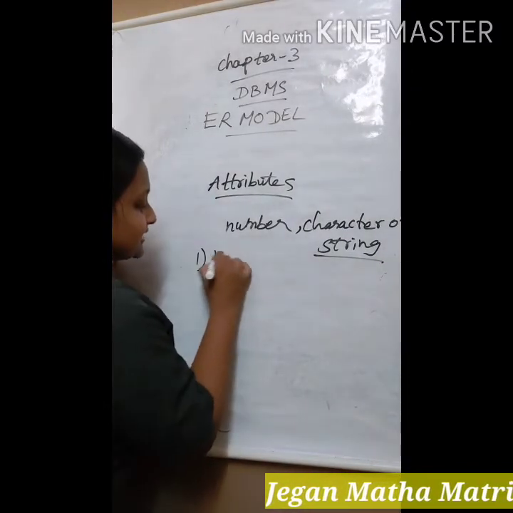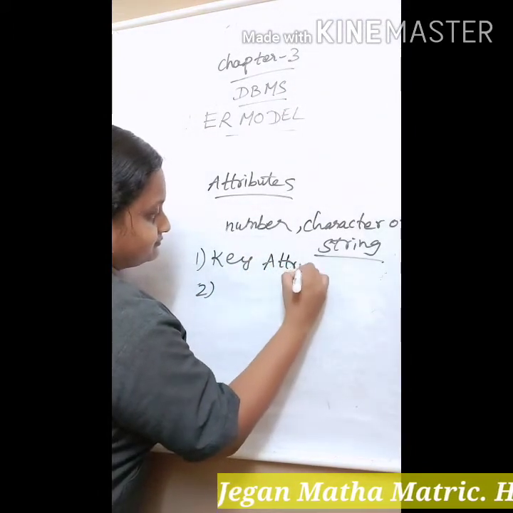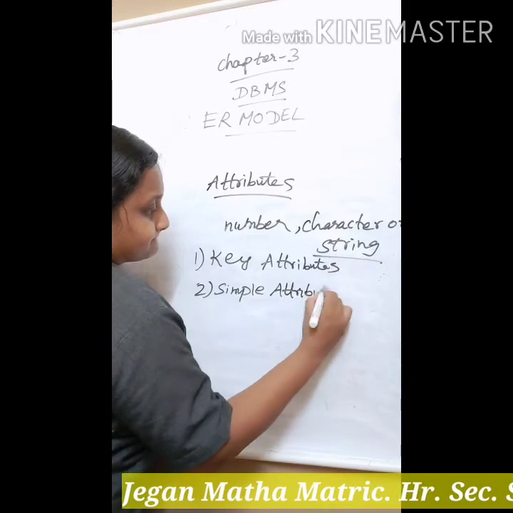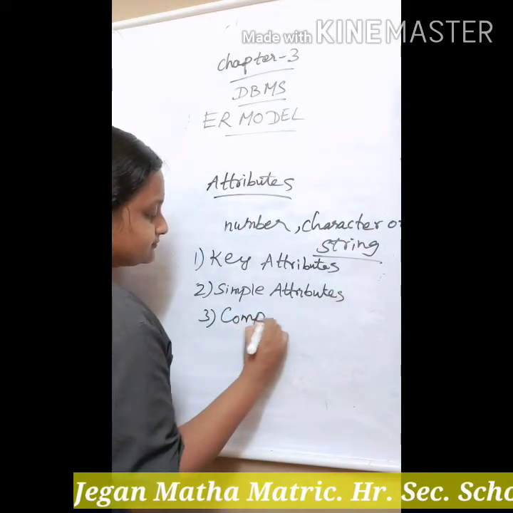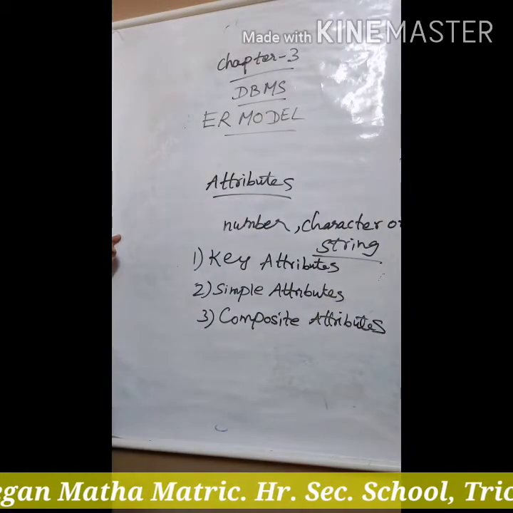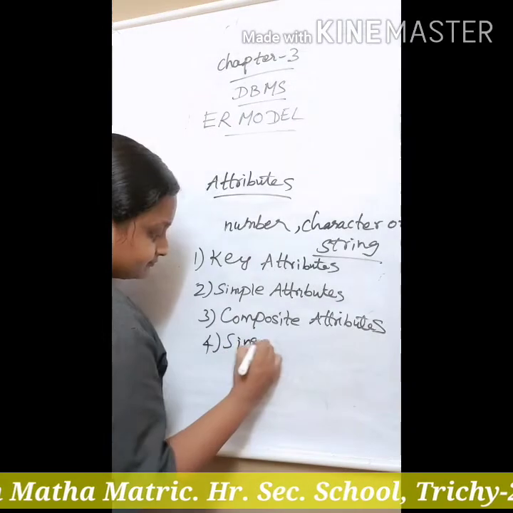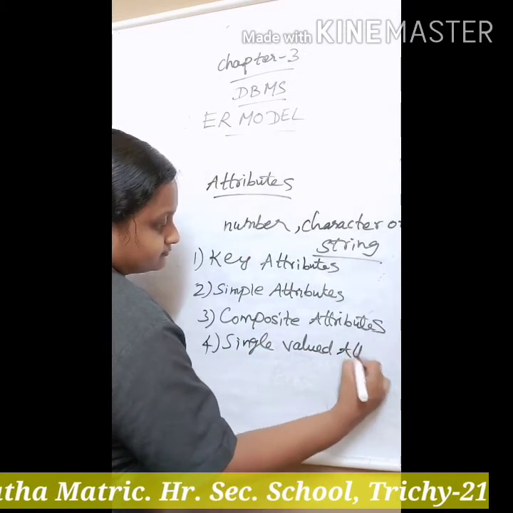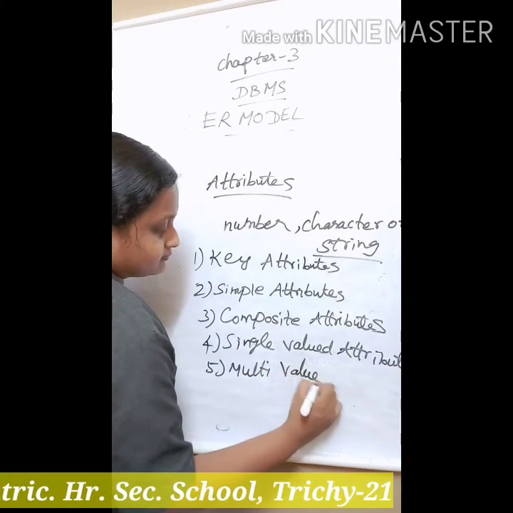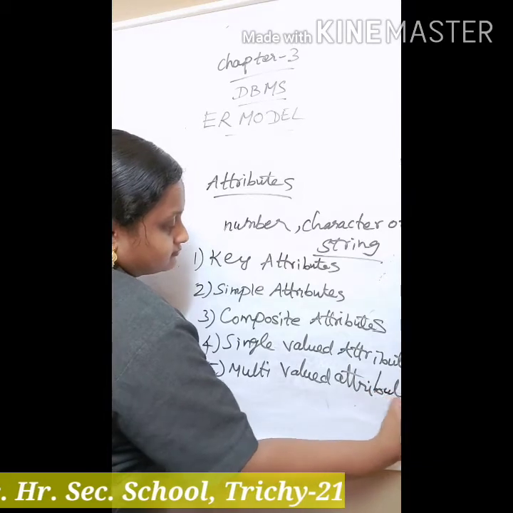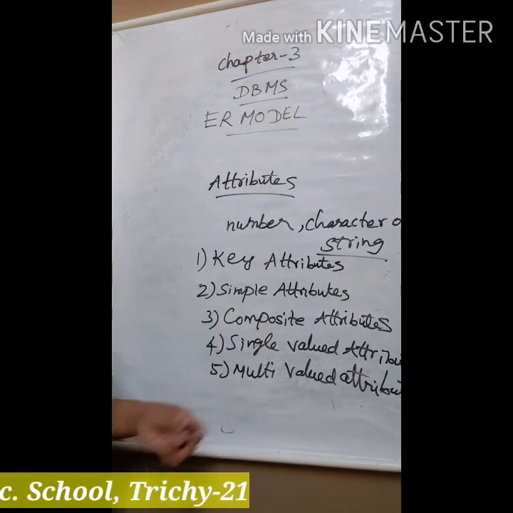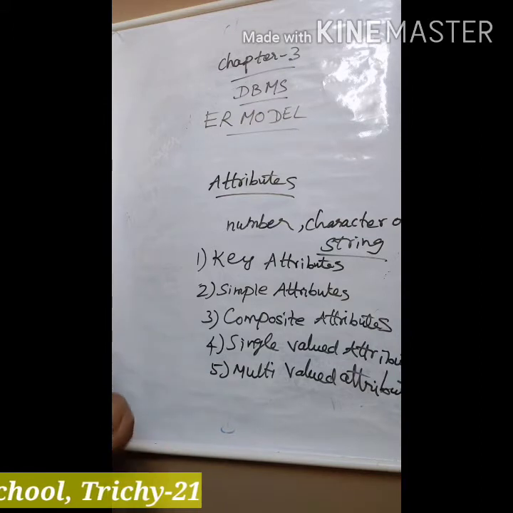Next, the attribute has some types. The first one is key attributes, the second one is simple attributes, the third one is composite attributes, the fourth one is single valued attributes, and the last one is multi-valued attributes. Now let us see one by one.